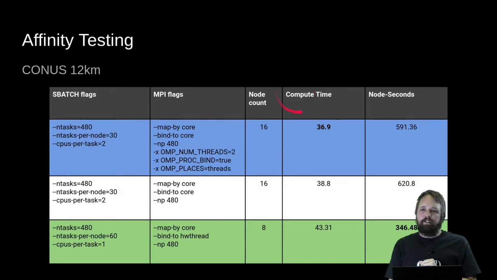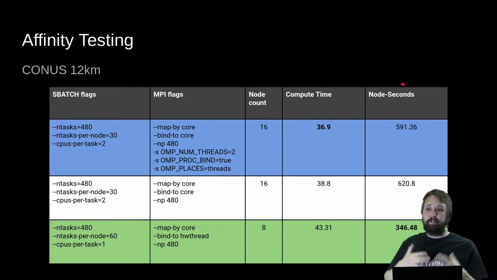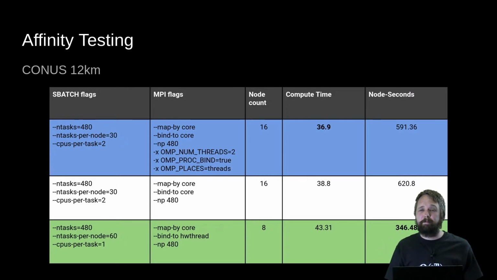What I'm reporting here is just the compute time, and the node seconds are just the number of node seconds spent in compute time. As I'll show you in a little bit, there are some things you need to do to improve file I/O performance. Anyway, when we use MPI plus OpenMP for CONUS 12, this gives us optimal performance.